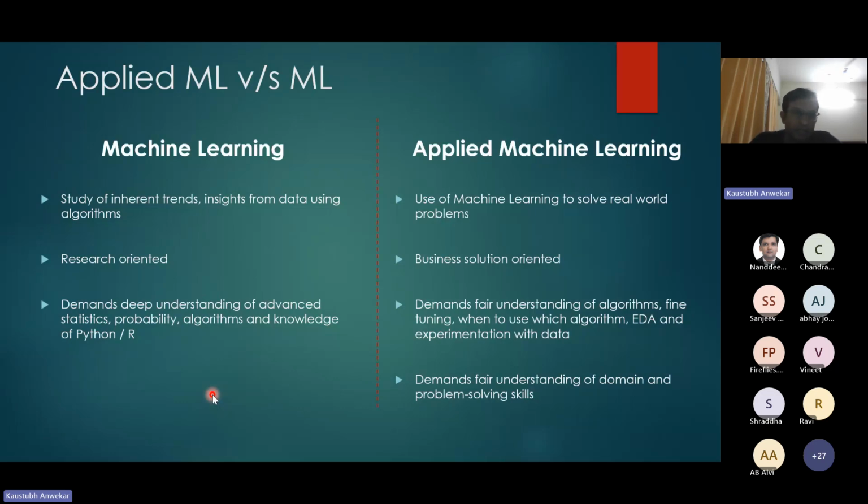So typical machine learning is more research oriented. So there are PhDs and there are researchers. Generally, this work happens maybe in the likes of Google Brain and Tesla and all these companies. Mostly what we do in service-based companies are all business solution oriented applied machine learning. So we simply identify a problem for the customer and we try to solve that using machine learning. So that is the difference between machine learning and applied machine learning.